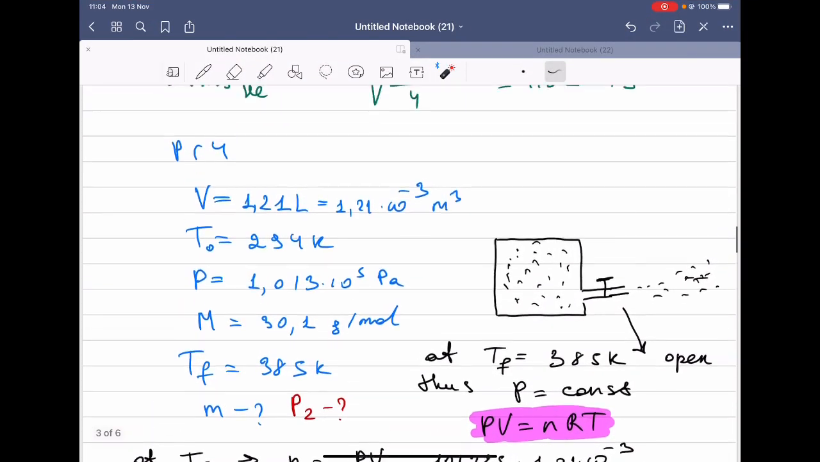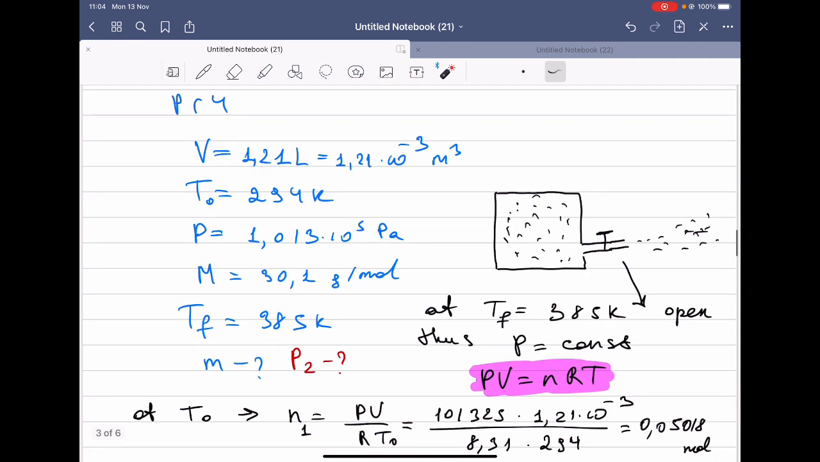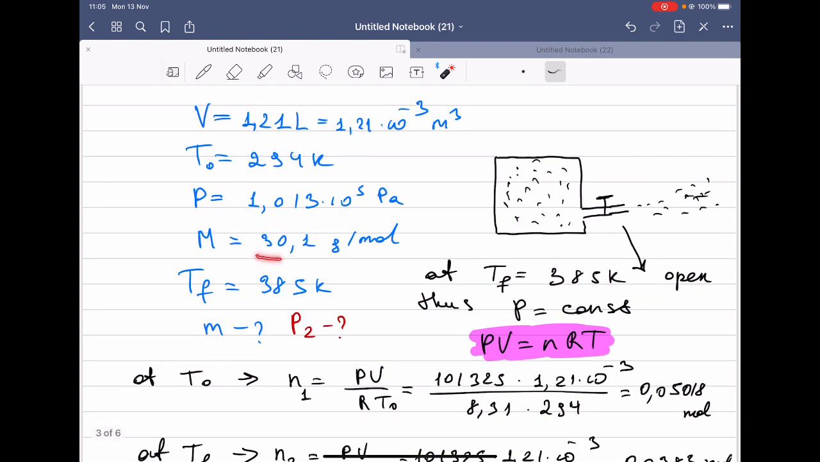So basically we have the volume of this tank given. The liter is converted into meter cube. Then the initial temperature is given, 294 Kelvin. The atmospheric pressure is given outside. The molar mass is given of this substance. Then they increase it to 385 and make it open.